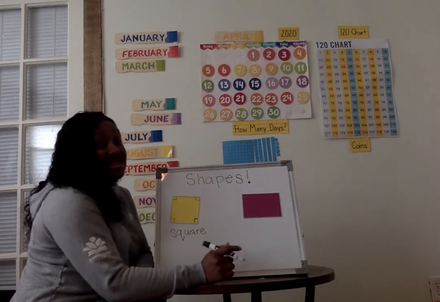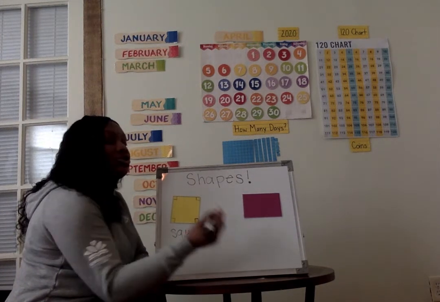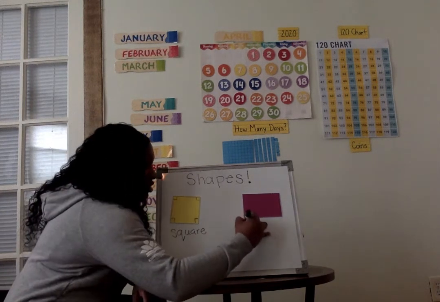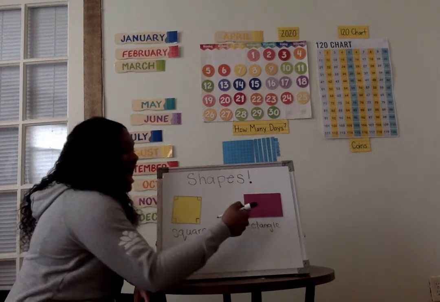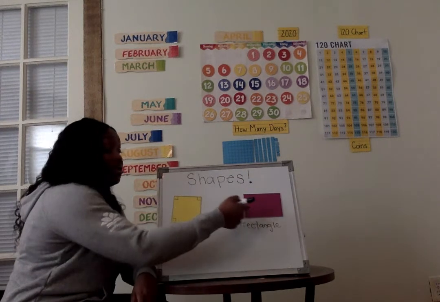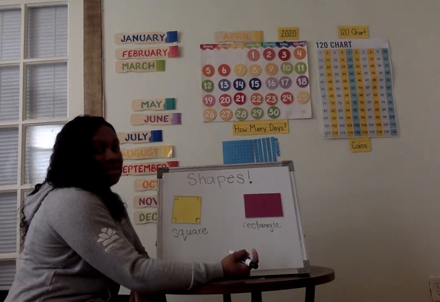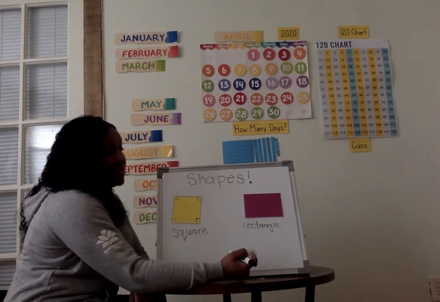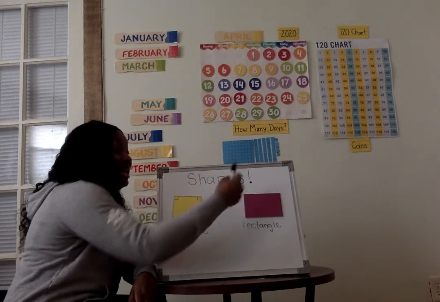Let's look at this shape. Who remembers what this shape is called? So easy. This shape is called a rectangle. How do we know this shape is a rectangle? Okay, it's a closed shape just like a square. Yeah, you're right. It's a closed shape. How else do we remember that this is a rectangle? That's right. It also has 4 straight sides.